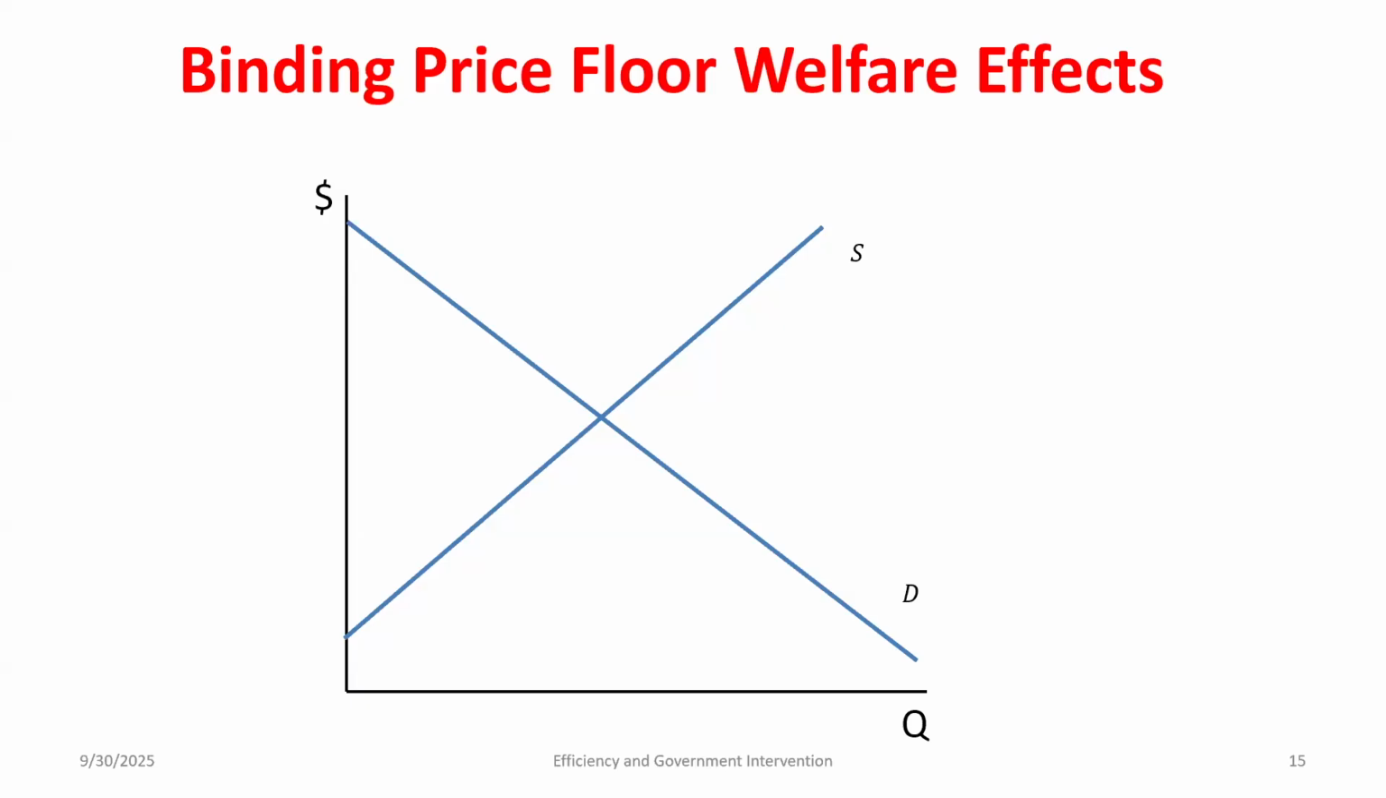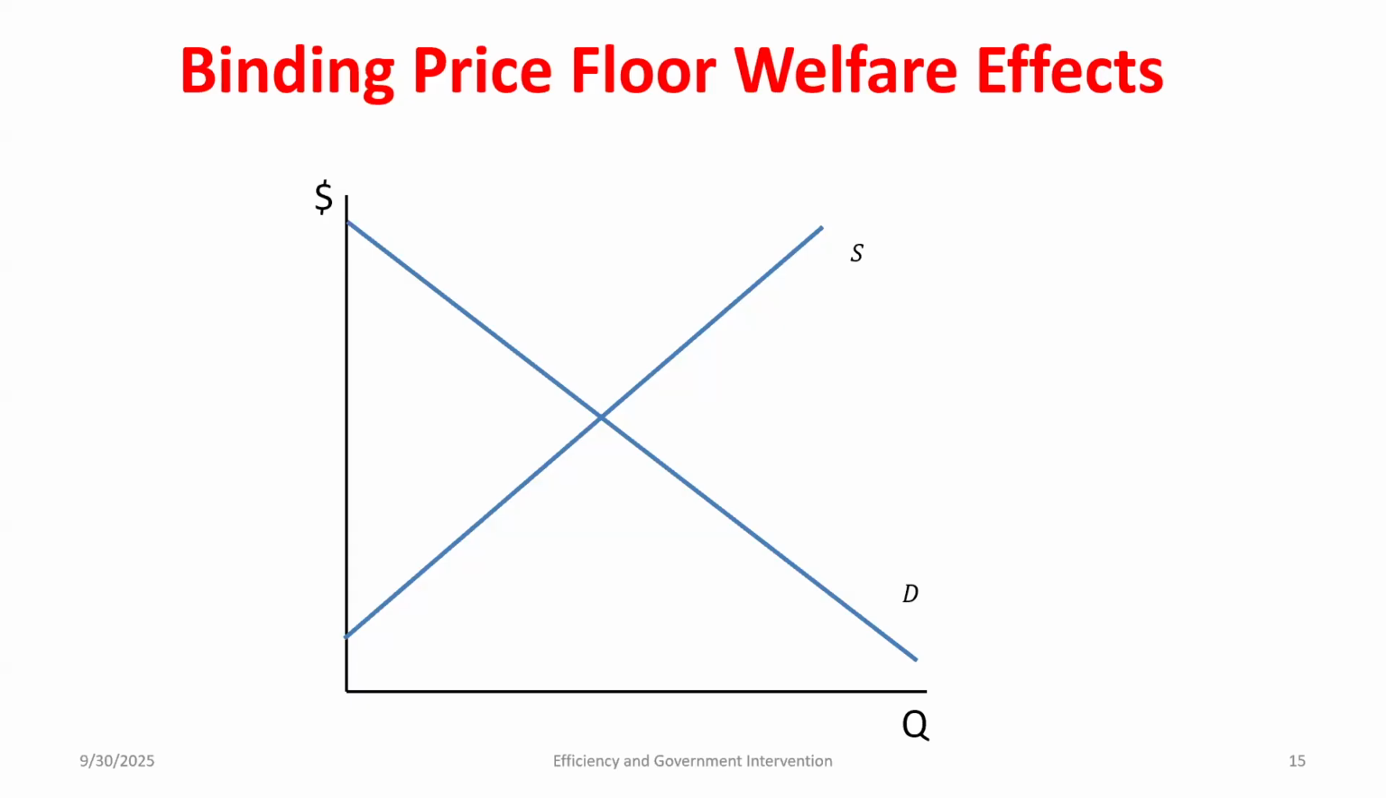So if the old equilibrium price was right here, and the old equilibrium quantity was right here, I would have consumer surplus on top and producer surplus on bottom.